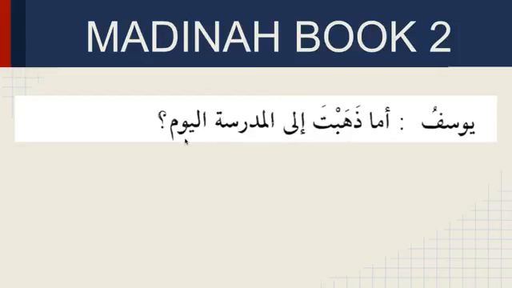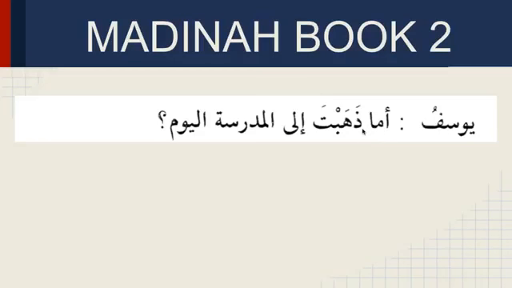Ama dhahabta ilal madrasatil yawma. So we're going to analyze here. So we know a is harf for istifham. So what is this ma? This ma is a harf nafi. It's a particle of negation. So if we don't have a, the ma is used for past tense.